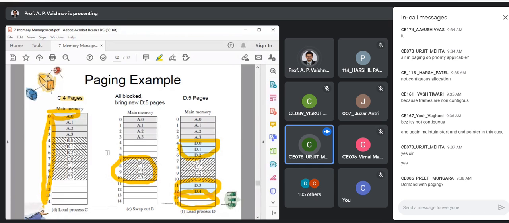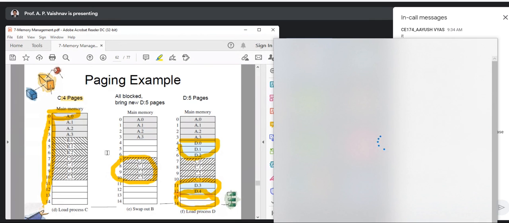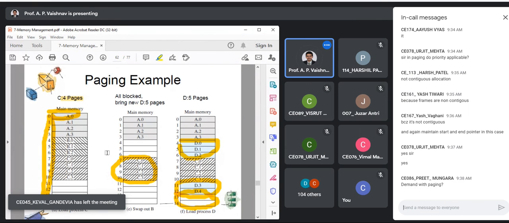I have a second doubt. Here we are selecting the process which is the smallest one, so the B process, being the smallest size, is replaced. If I mix the concept of priority here, and B has the highest priority, then it won't be swapped out. Definitely. What Urjit is asking is, if B has the highest priority, then B won't be swapped out, definitely, right?